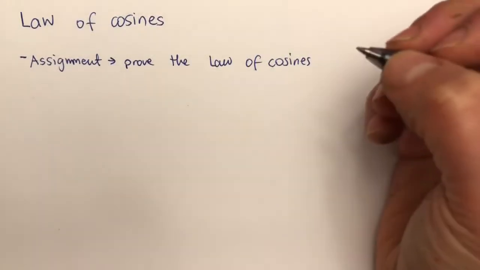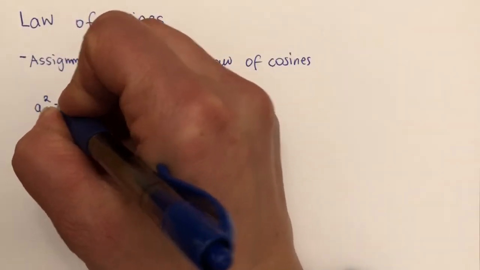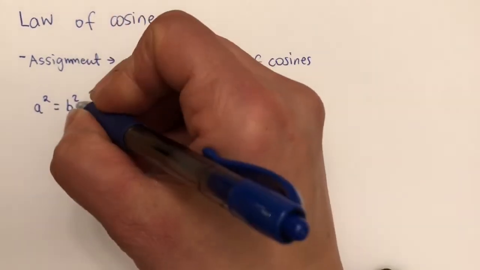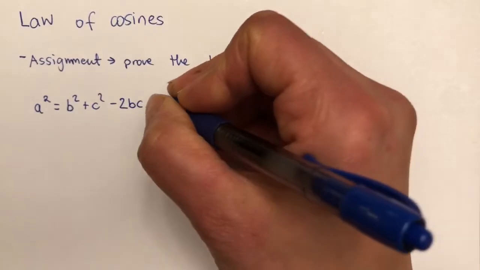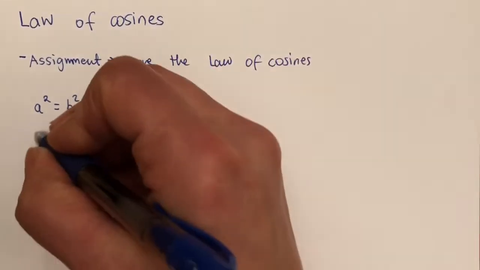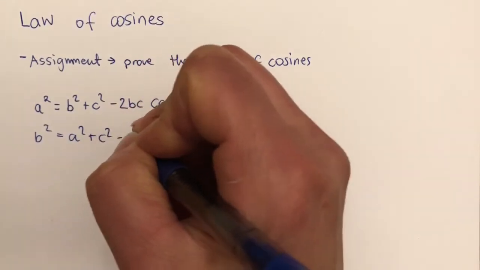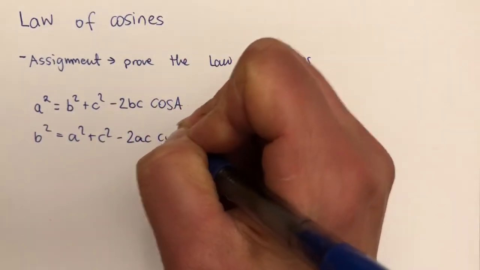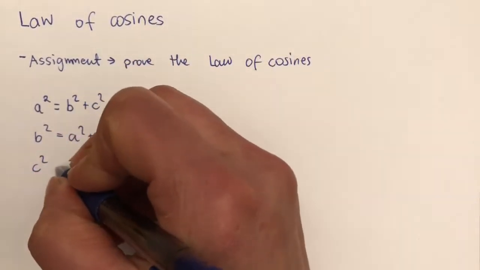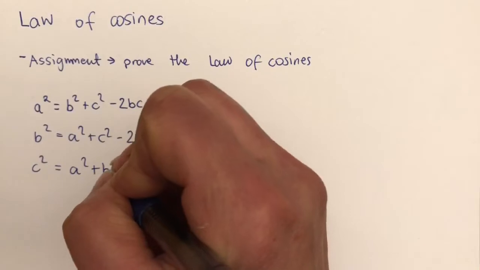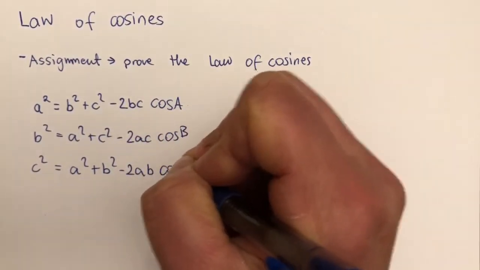Anyway, I will tell you this is the law of cosines. a squared is equivalent to b squared plus c squared minus 2bc cosine of A. b squared is equal to a squared plus c squared minus 2ac cosine of B. And c squared is equal to a squared plus b squared minus 2ab cosine of C.